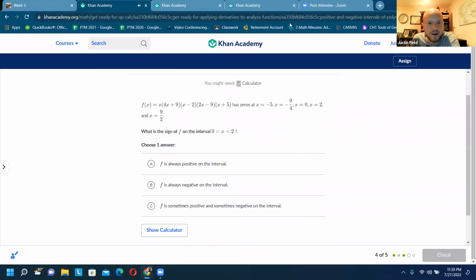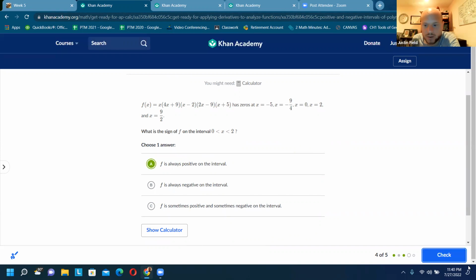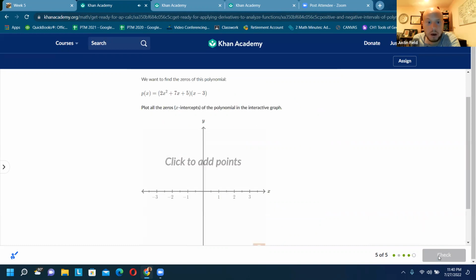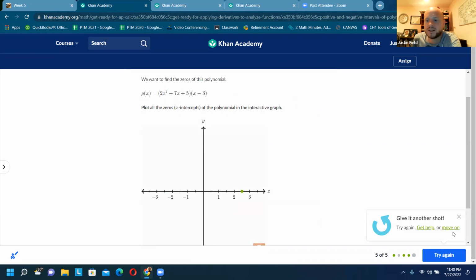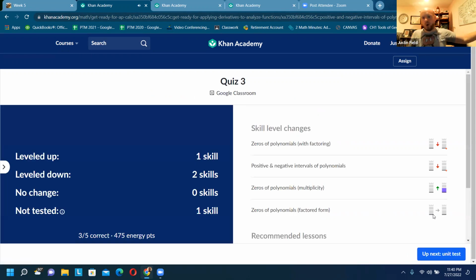All right. F of x equals x times 4x plus 9, x minus 2, 2x minus 9, x plus 5 has zeros at. What is the sign in the interval? You can do it. Go for it. You don't need my help for that one. Hey, look at that. We want to find the zeros of this. Plot all the zeros. Okay, factor that, plot the zeros. You can do it. We're done. That's a good starter video for you, and I know you're going to get 100%.